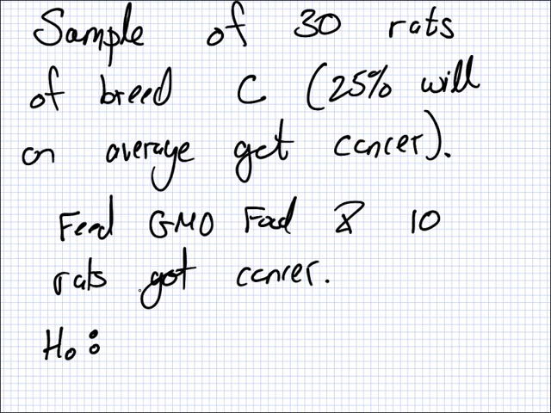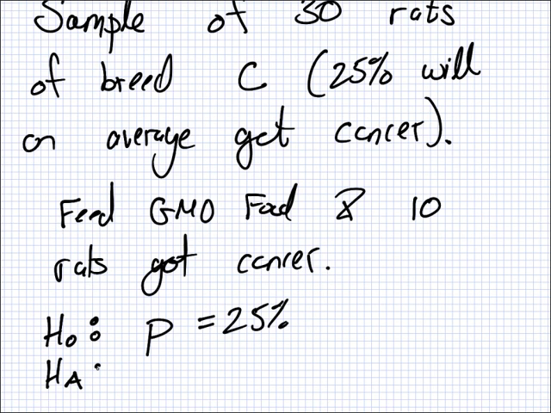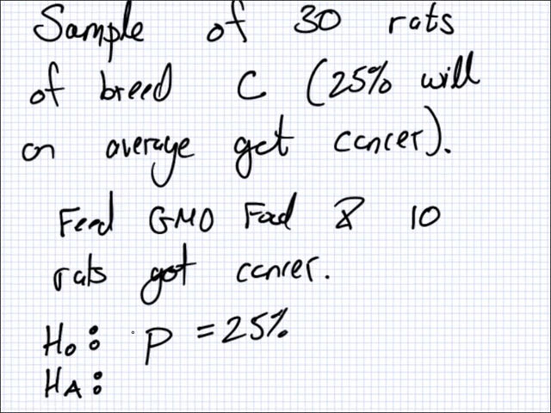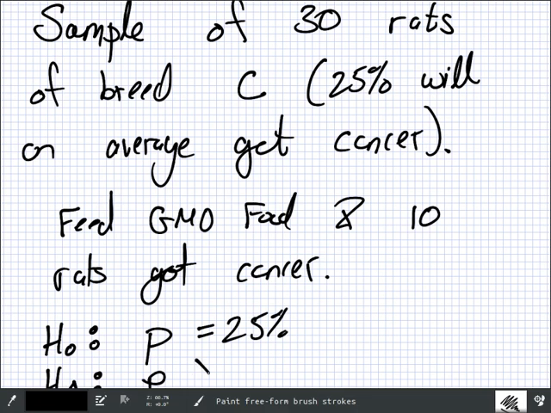GMO food did not have an effect. Yeah, well, give me a sentence. No, like you give it in the way we usually state this. 25% naturally got cancer. Ah, no. The null hypothesis is that the probability a rat will get cancer is still 25%. Yes. Okay, let's not complicate our lives. And what's the alternative hypothesis? More than 25%. Yes. That the p is more than 25%.